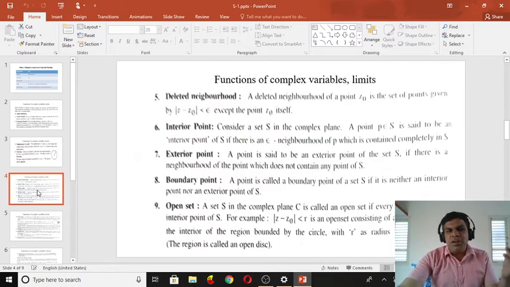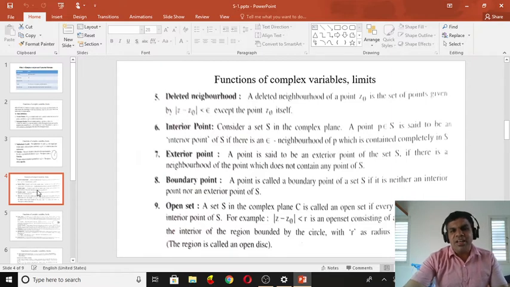Now, what is a deleted neighborhood? A deleted neighborhood of a point z naught is the set of points given by mod z minus z naught less than epsilon, except the point z naught itself. So that is called a deleted neighborhood. Except the point z naught, we leave that point out.